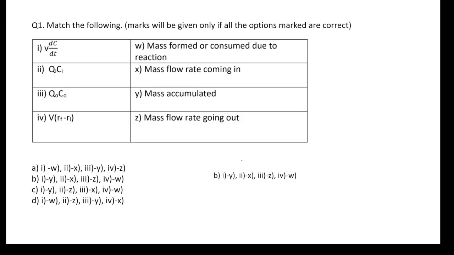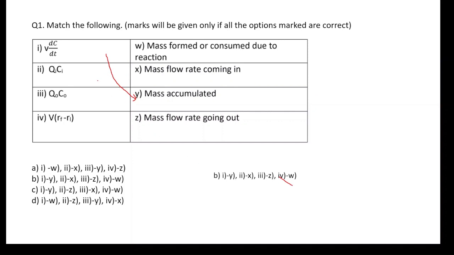The solution is option B. So this V dC by dt is the mass accumulated. While solving the batch reactor problem, we were writing something before. So that is accumulation is equal to incoming minus outgoing, right? So how do we mention this accumulation? Incoming flow minus outgoing flow, which is represented by V dC by dt.